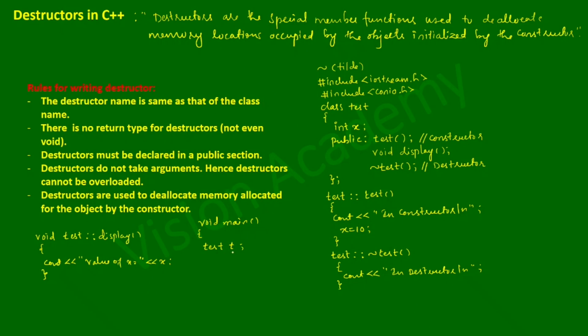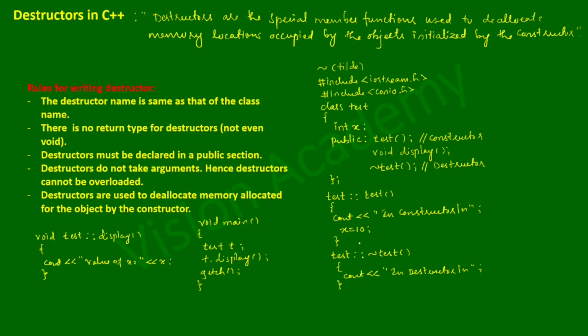Now with the help of this t, we will be calling the display function, because whenever you create an object of the class, the constructor as well as the destructor will both get executed automatically. There is no need to call them explicitly. The only thing we need to call is the display function because it is a user defined function. So I'll write here t dot display. Here I'm going to write the getch function and then a curly closing brace.